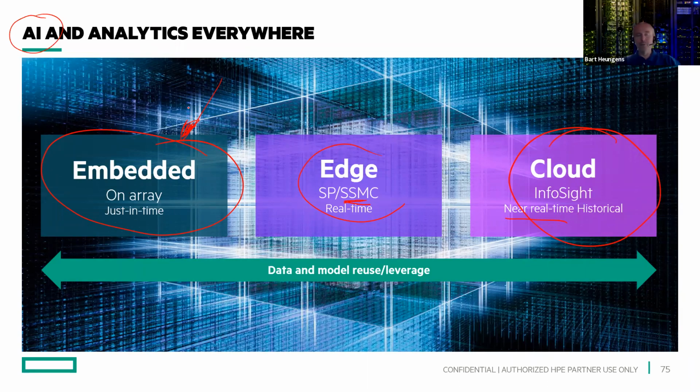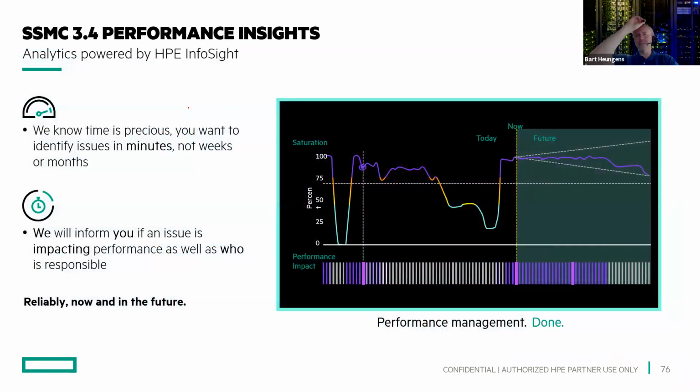Yeah. So we're going to put AI, we're going to put Waze and Google Maps and all that intelligence, we're going to put it inside the array itself so that it can decide for itself how good or how bad it goes on storage level. That's really cool, guys. Yeah.